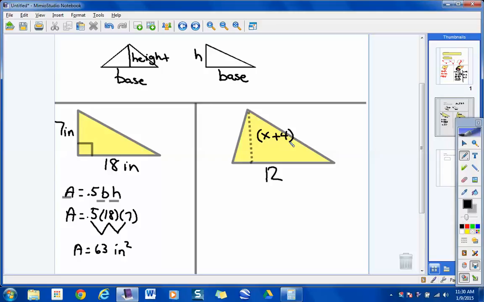And I'm going to call my area of this triangle right here the following. Let's go with 36x. Okay. They're going to ask you to find the unknowns in this right here, okay? So the question is the following. What shape am I working with?